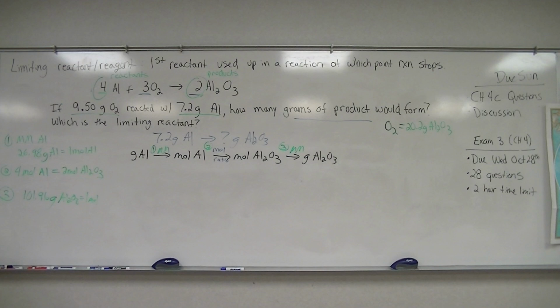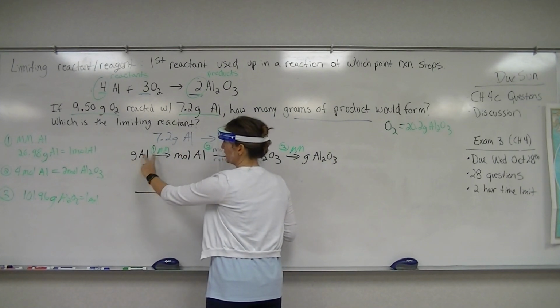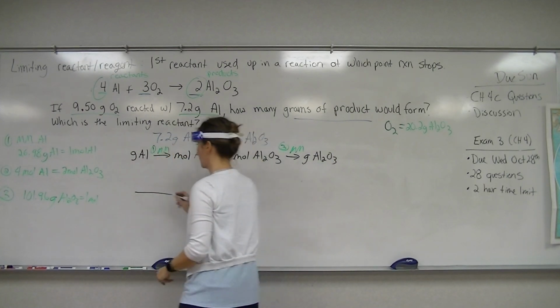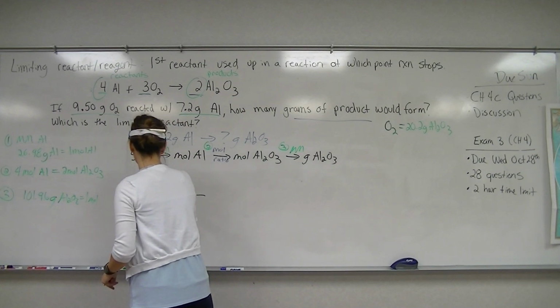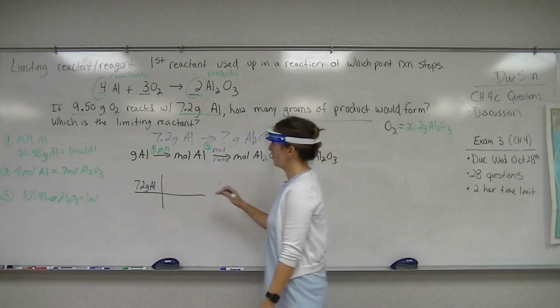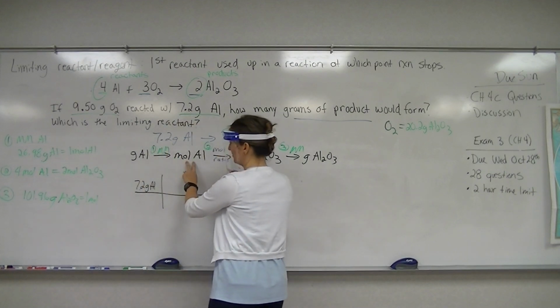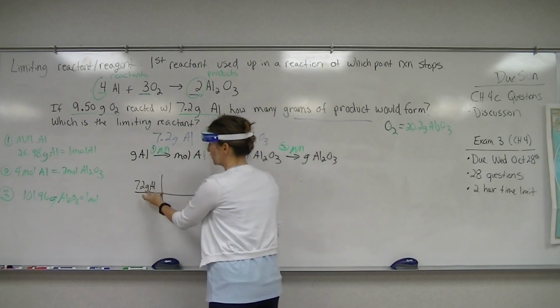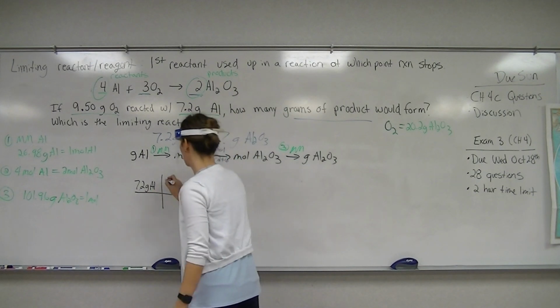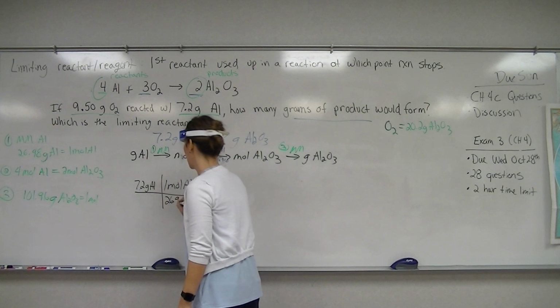All right. 3 conversion factors ready. Start your railroad tracks, and we're starting with our grams of aluminum, 7.2. 7.2 grams of aluminum. Now, first step, molar mass. We're going to use the molar mass of aluminum to get to moles of aluminum. Remember, you're trying to cancel out grams of aluminum, so you want the moles on top and the grams on the bottom so that they're on opposite sides of the horizontal line and they will cancel out.